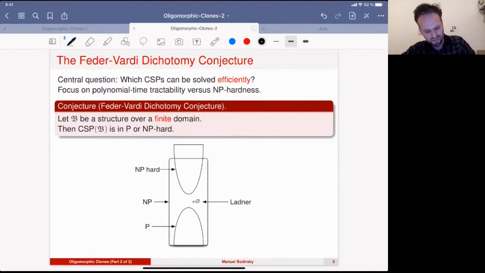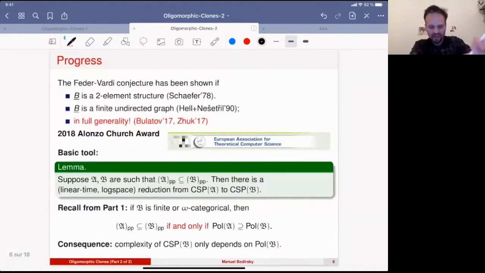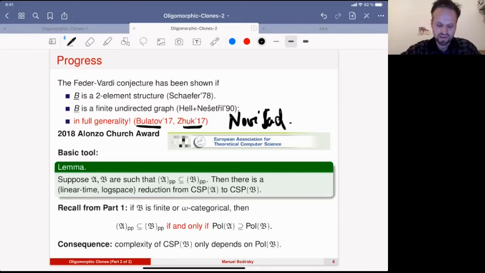We have this famous conjecture, the Feder-Vardi dichotomy conjecture, which says finite domain CSPs are either in P or NP-complete. And this has been solved, announced for the first time at a conference in Novi Sad in 2017, by Andrei Bulatov and Dmitriy Zhuk, which got them the Alonzo Church Award. And the central ingredient is the universal algebraic approach. I mentioned this already last time.